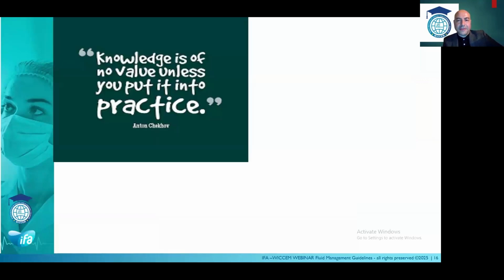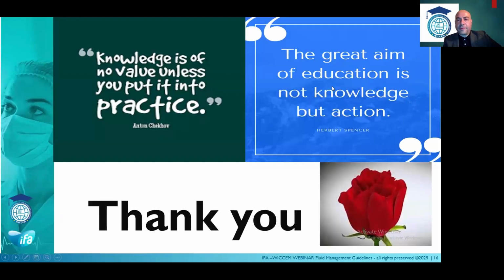So with that, again, what we are trying to do is help you to get the knowledge, but the knowledge has no value until you put it in practice. And not only that, but also the great aim of education is not the knowledge itself, but the action. So hopefully this knowledge we are giving you today will help you to improve your patient care, the standard of your patient's care and the practice.